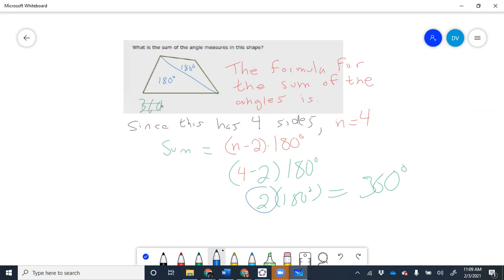So I guess we could say it that way. It's how many triangles we have times 180. But you don't have to draw it every time. You just have to know how many sides there are, subtract 2 from that, and then multiply by 180. We'll do another one, and I'll record that too.